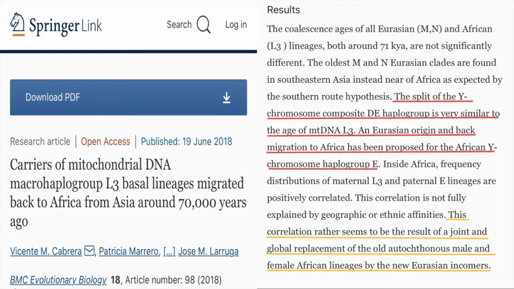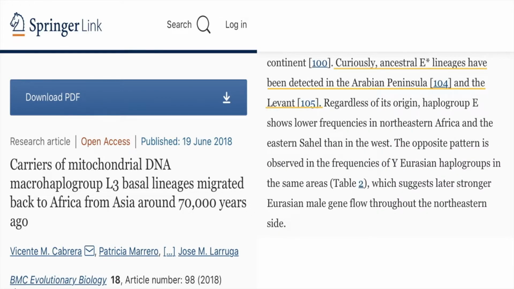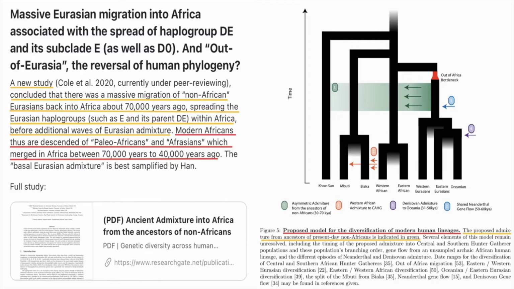So basically, they're saying haplogroup E seems to have migrated into Africa, being originally a Eurasian type of people, and they sort of replaced or overpopulated the autochthonous or indigenous Africans. So this goes with this paper. This section of the paper even talks about the origins, or where we see high levels of the first E clades. It says, curiously, ancestral E-star lineages have been detected in the Arabian Peninsula and the Levant. So we find some of the most ancestral E lineages in Arabia and the Levant region.